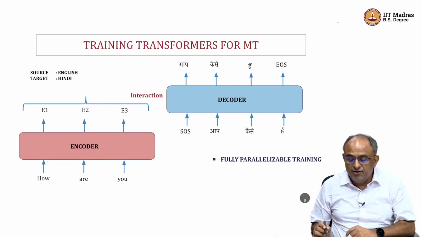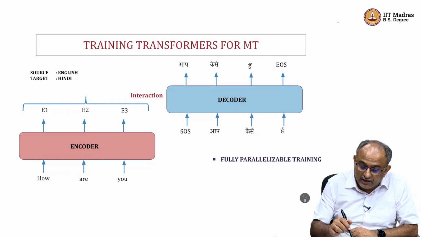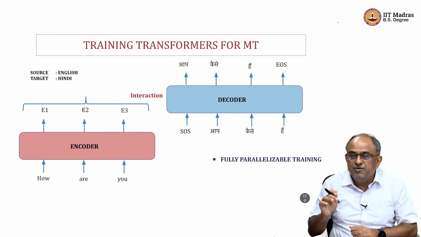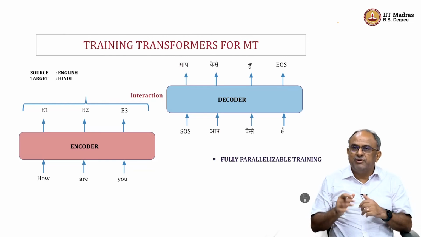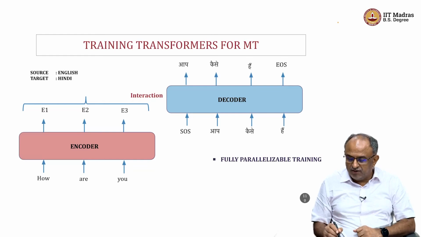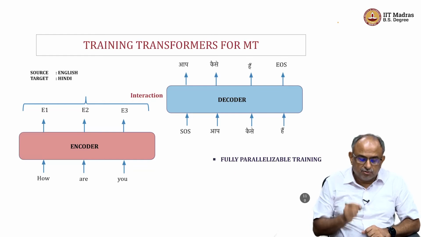It is only while inferencing that I do not know what is going to come. I have to wait for the first word to come out, then I feed it, then I get the next word and so on. So inferencing is something we will see is still an issue for the decoder, but otherwise everything in the training part is fully parallelizable, correct. So, that is one good part.